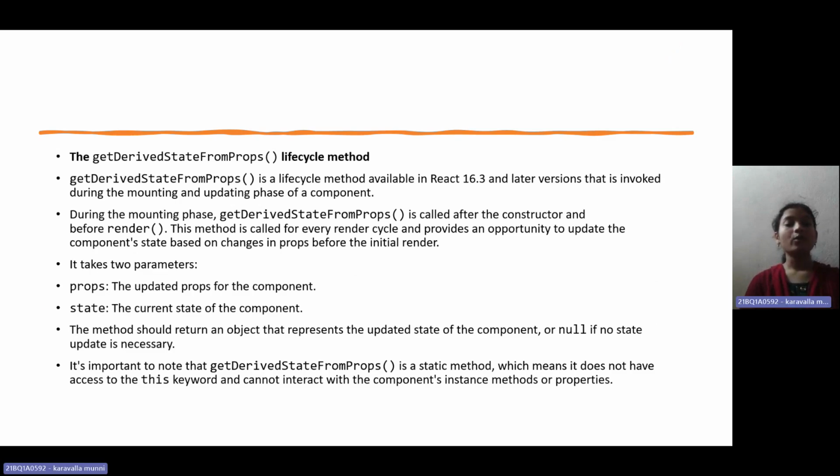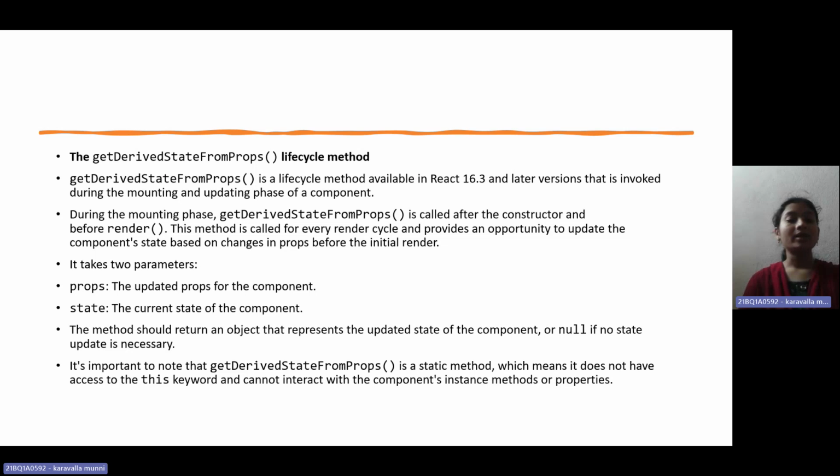The getDerivedStateFromProps lifecycle method. This lifecycle method is available in React 16.3 and later versions and is invoked during the mounting and updating phases of a component. During the mounting phase, getDerivedStateFromProps is called after the constructor and before render. The method is called for every render and provides an opportunity to update the component state based on changes in properties before the initial render.